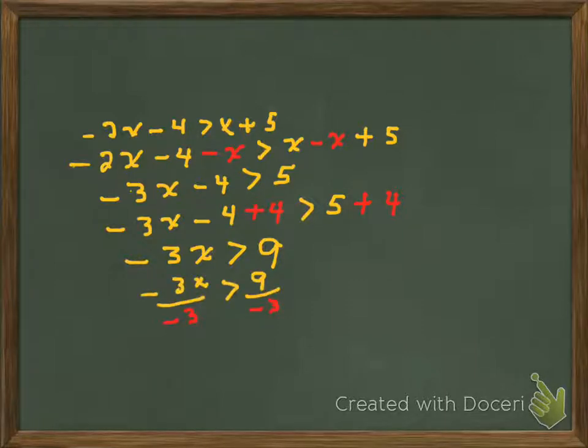Next, if we divide both sides of the inequality by negative 3, then what happens is the order of the inequality reverses. That is, x is less than negative 3.